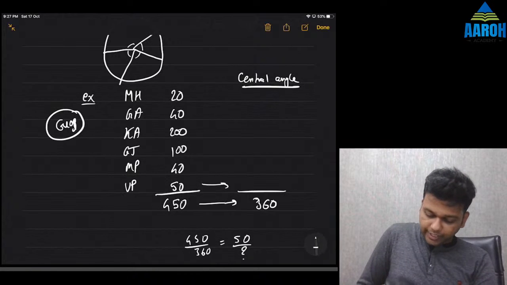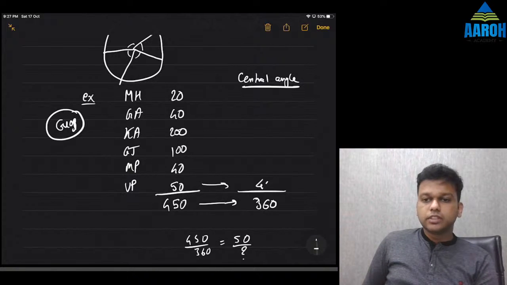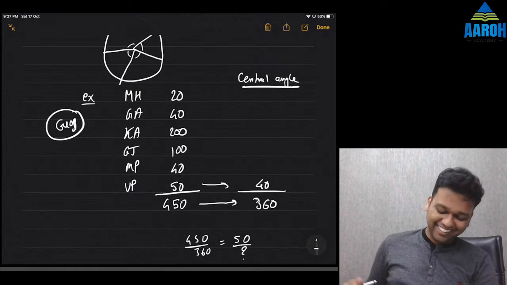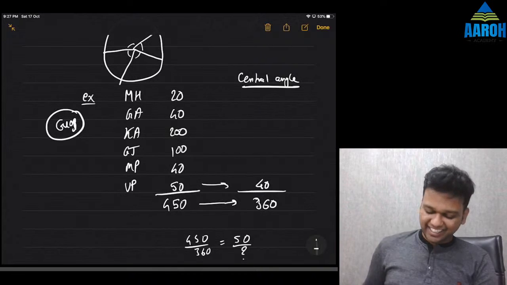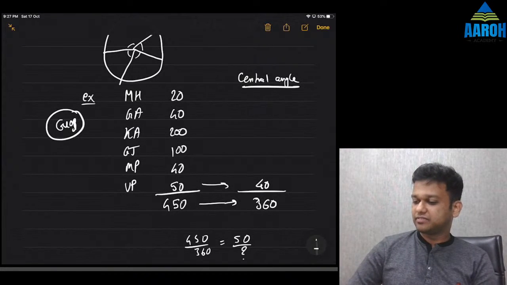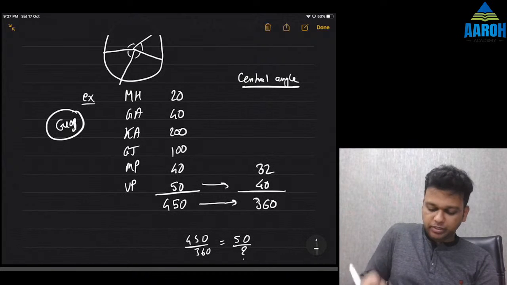For the last one it is 40 degrees, I think. Check for each one. I have to wait, I know. Fine, so 40 degrees. The next one, how much? 32, I am going from below.